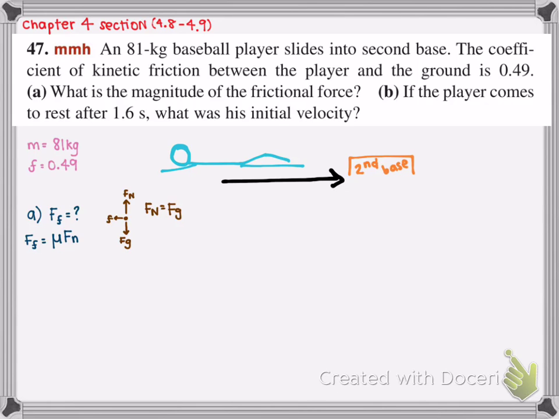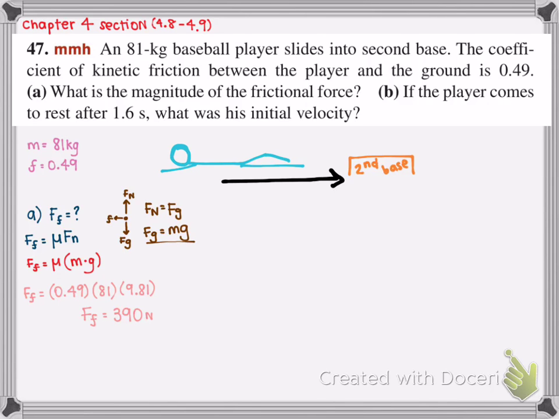Thus, in order to find the magnitude of the frictional force, we can use the force of gravity, which is mass times gravity. So we can use this in our equation. The force of friction is equal to the coefficient of friction times mass times gravity, which is also the force of gravity. We plug in our values into the equation, and we get that the frictional force is 390 newtons.